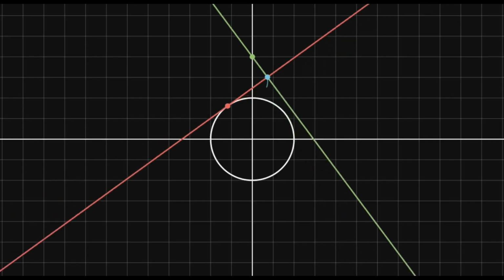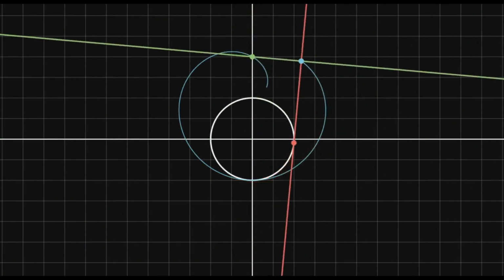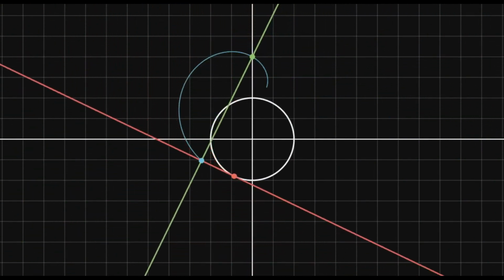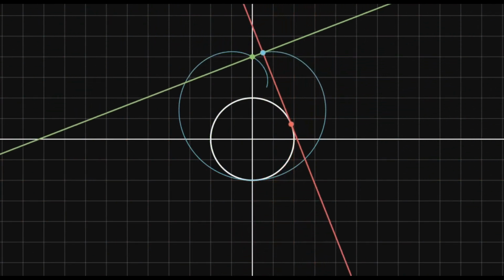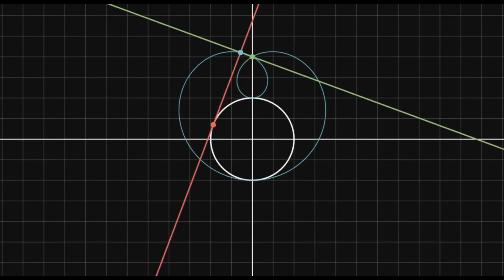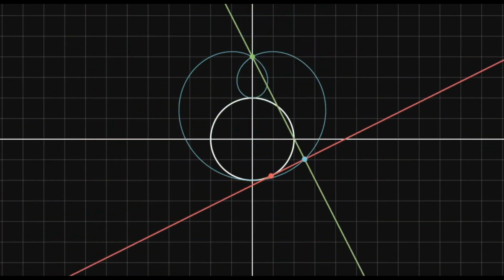Now, plot the intersection of these two lines as the tangent line moves around the curve. This new curve, which is the locus of the intersection of the lines, is called the pedal curve, and all curves have their own infinite family of pedal curves dependent on the location of the pedal point. The pedal curve of a circle is a limaçon, which I discussed in my previous video on roulettes. Pretty, isn't it?